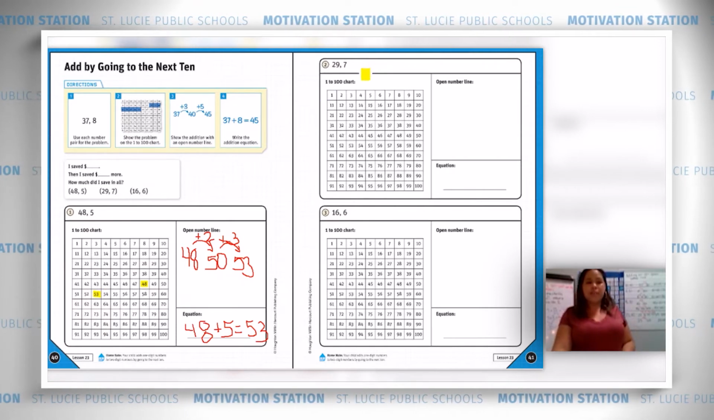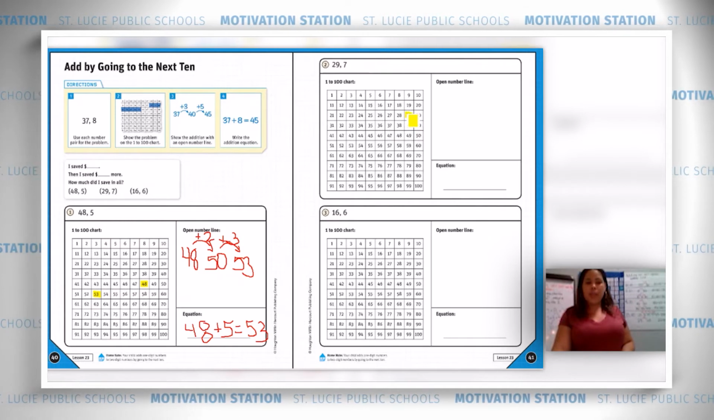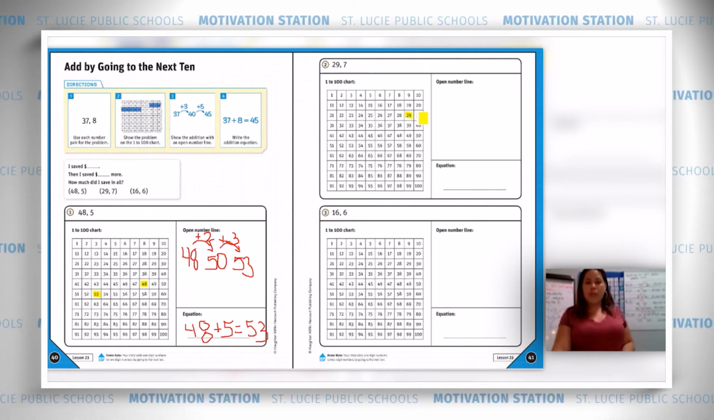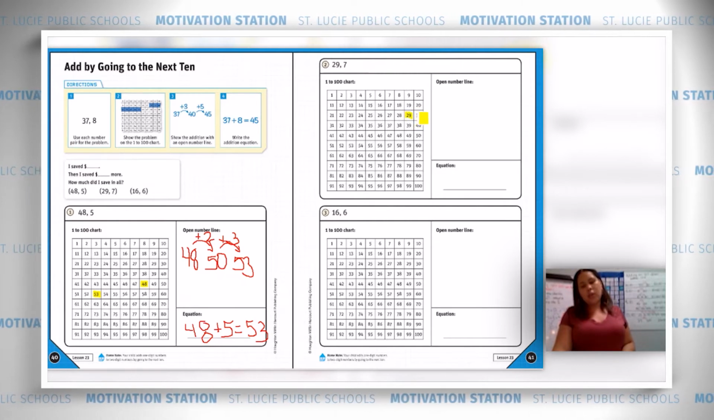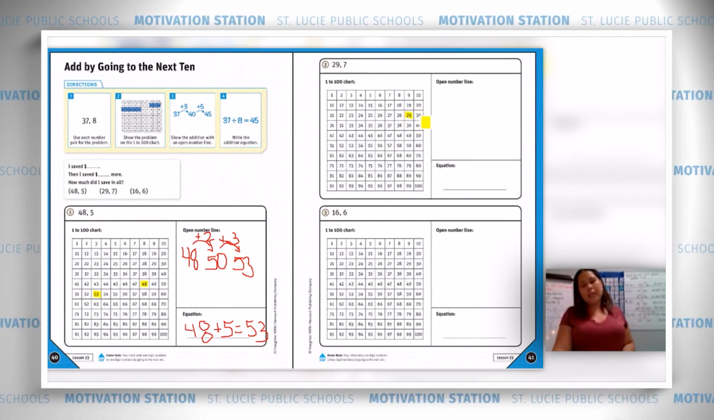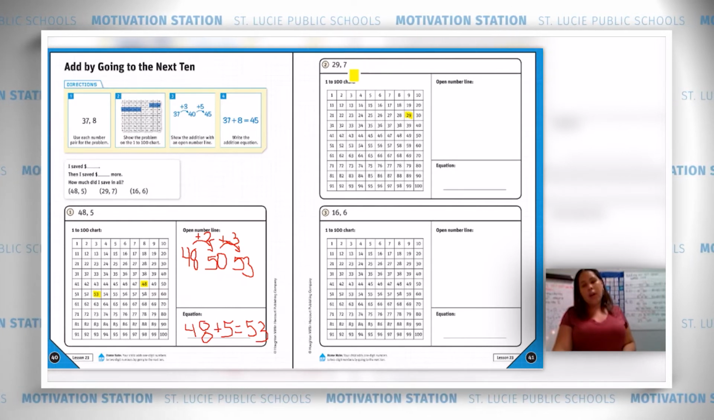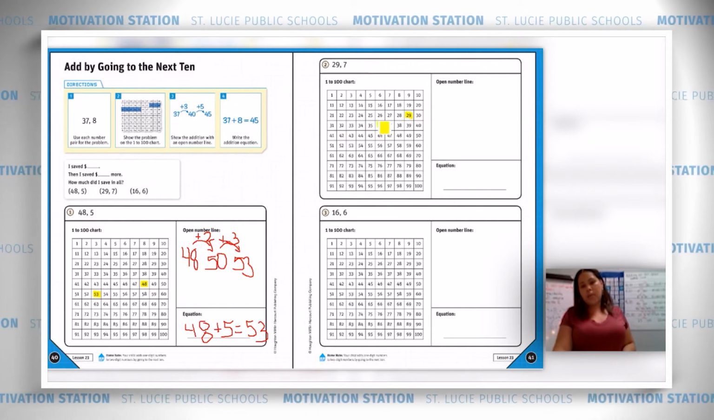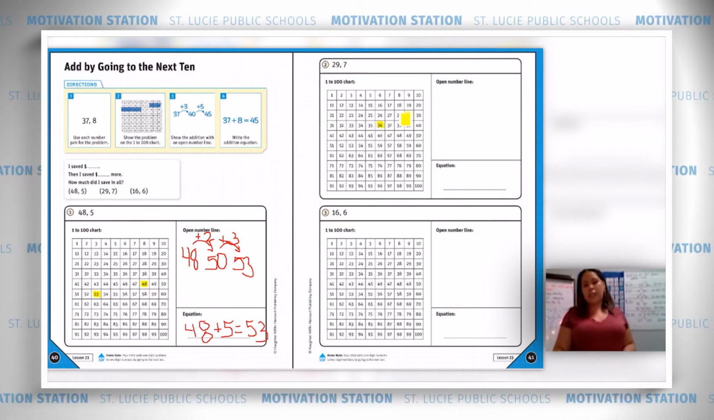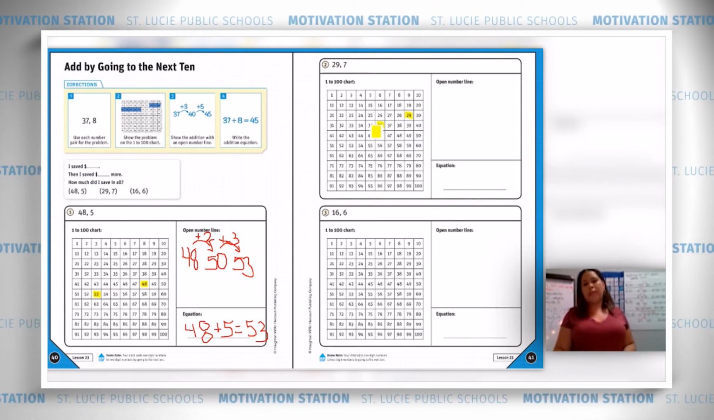29 and 7. So I saved $29. My starting point is 29. Then I saved 7 more. I'm going to count 7 spaces. I know that just by looking at my 100 chart, only 1 space is left to get me to my nearest 10 of 30. And I'm taking that 1 from 7, so now I have 6 that spill over into my next row, and I end at 36. Or I can count 1, 2, 3, 4, 5, 6, 7.